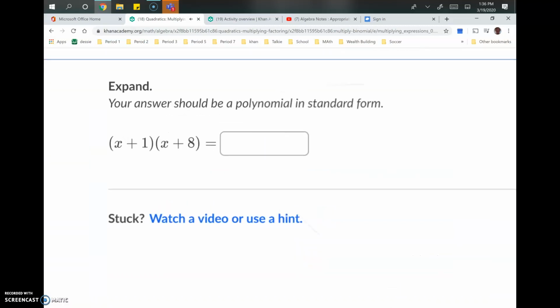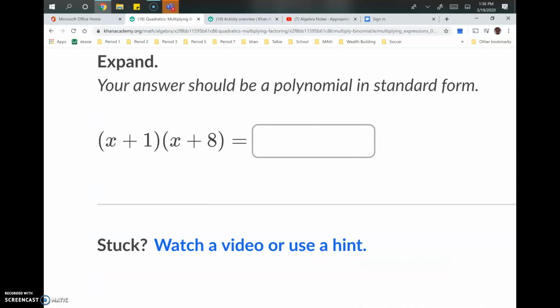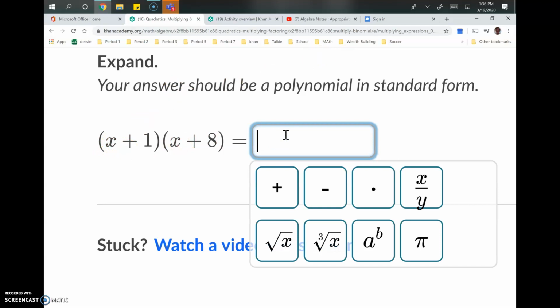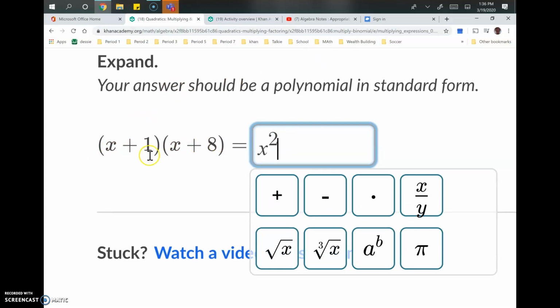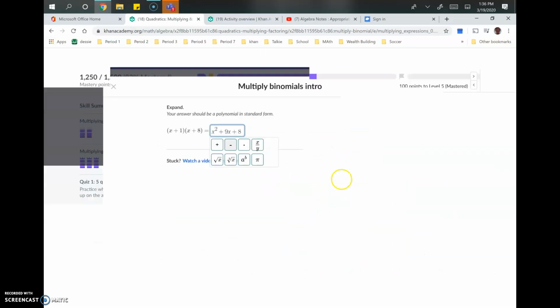And so I'm not even going to draw the box out anymore. I'm just going to multiply these 4 things together. So I've got x times x, which I know is x squared. Okay? And then I've got x times 8, which I know is 8x. And now I've got 1 times x, which I know is 1x, and 1 times 8, which is 8. So I've multiplied the 4 things, and these 2 things are things I can combine. So 8 plus 1 is 9, and the middle term gets an x.